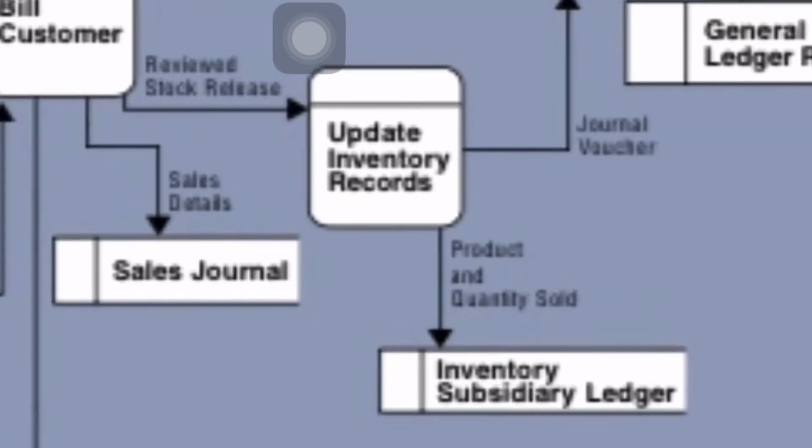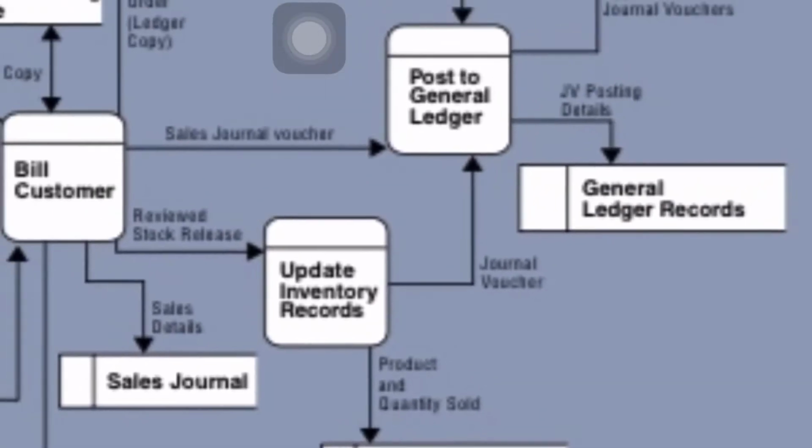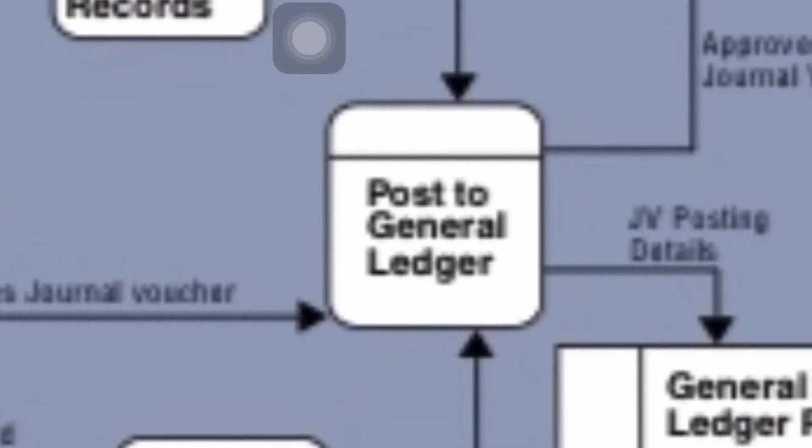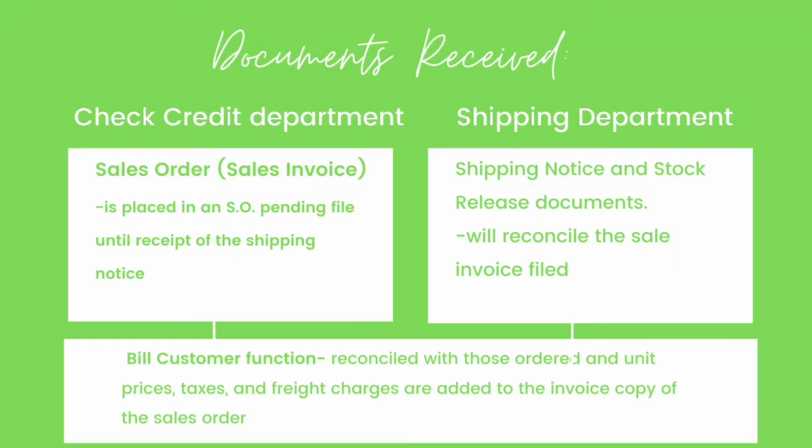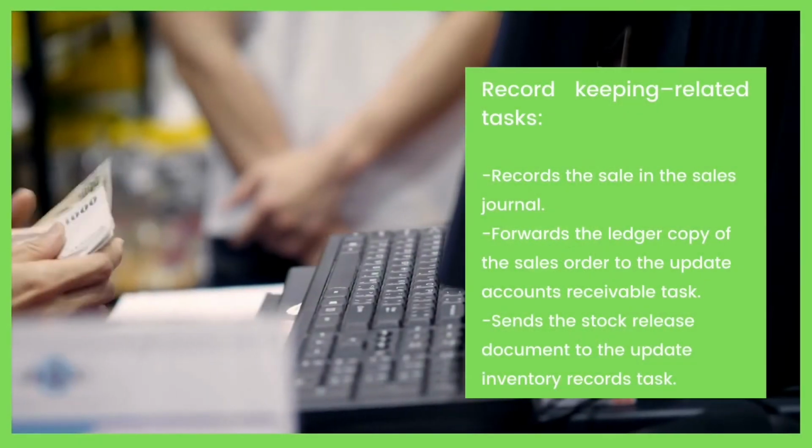To prevent such problems, the billing function awaits notification from shipping before it bills. Upon arrival, the items shipped are reconciled with the previous sales order with unit prices, taxes, and freight charges. The completed sales invoice is now the customer's bill.